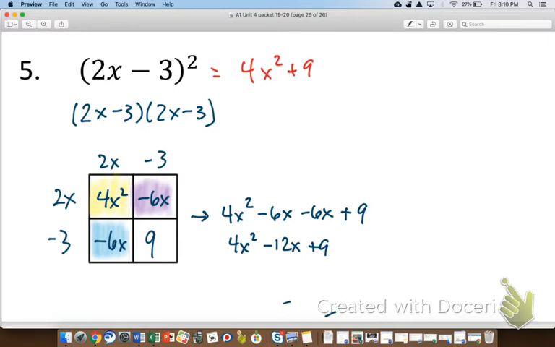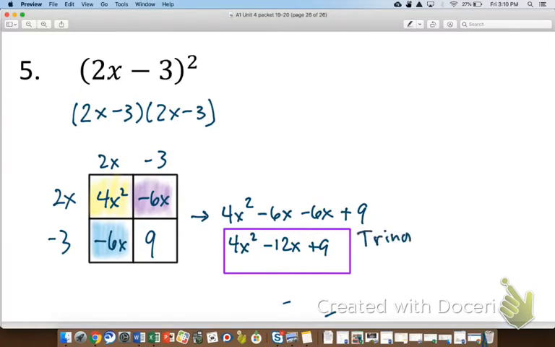Let me wrap it with this, guys. My final answer is right here in the purple box. This is my last chance to do this, so please try hard. That polynomial has a special name. What is it? It's a trinomial. What is the degree? Degree is 2. What's the lead coefficient? 4.